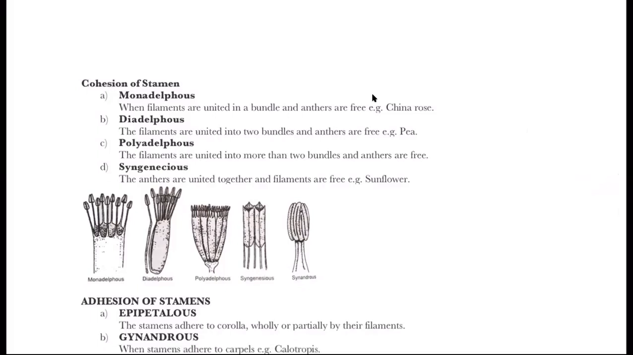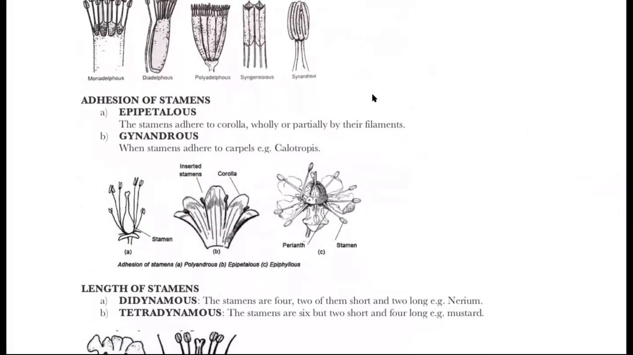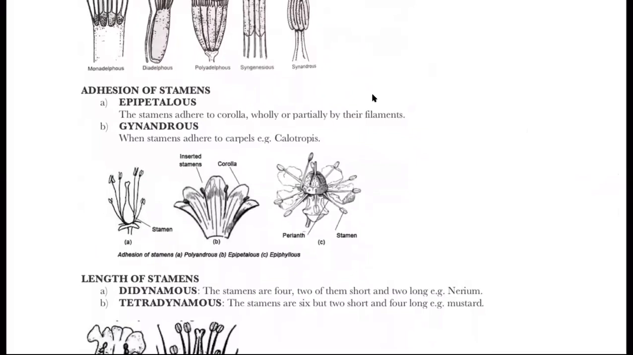Now we come to adhesions of the stamens. ठीक है? Epipetalous is when the stamens adhere to corolla wholly or partially by the filaments. Okay, which is this one. Okay, and the next one is gynandrous when stamens adhere to carpels. Okay, when stamens adhere to carpels. जो यहाँ पिक्चर में नहीं दिखाया हुआ है. ओके, सिर्फ एपिपेटलस की पिक्चर है.